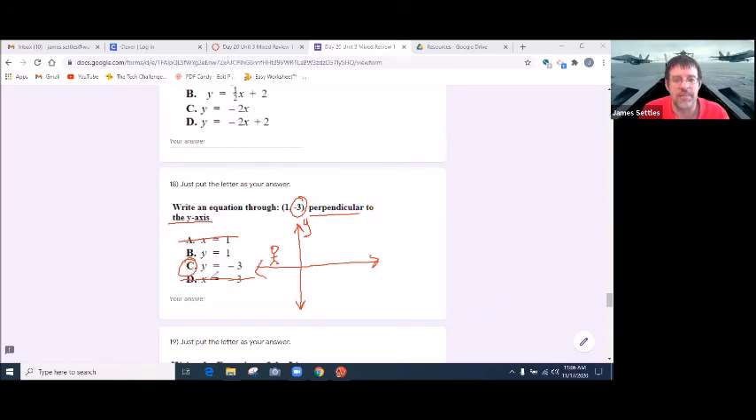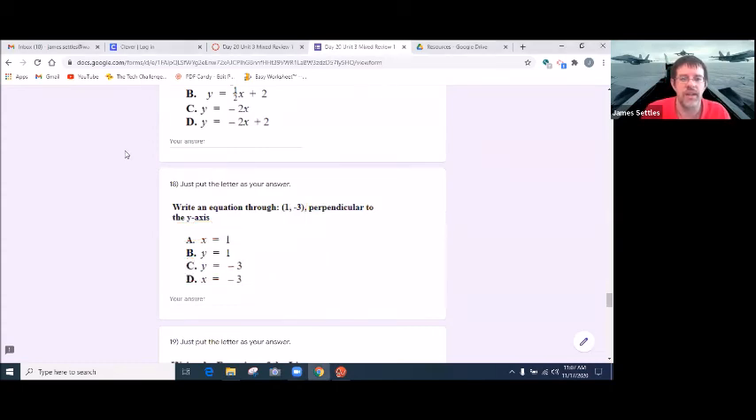You could get rid of D because the x equals doesn't connect to the x coordinate. The only two possible answers are x equals 1 or y equals -3, because the x goes with the x coordinate, the y goes with the y coordinate. That could also help you.